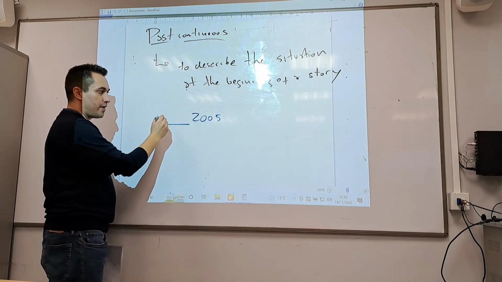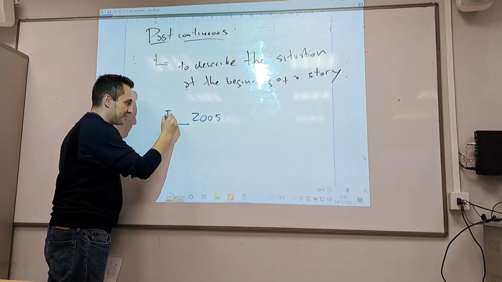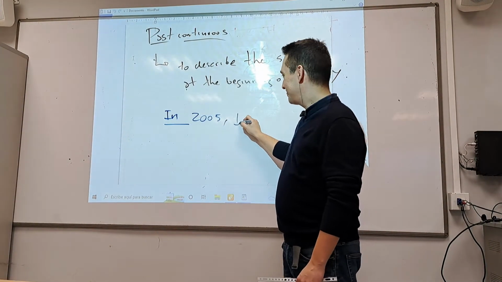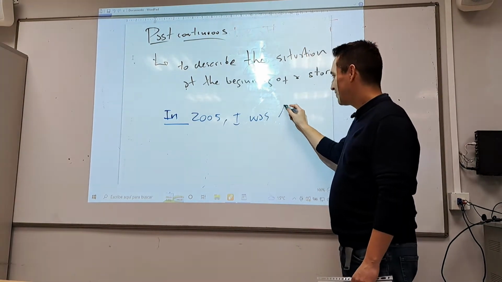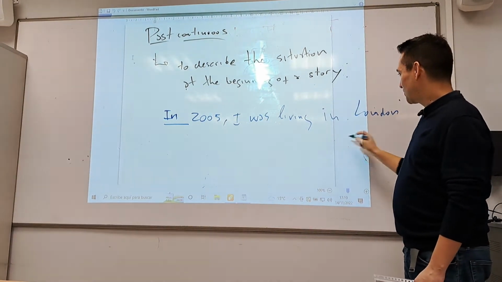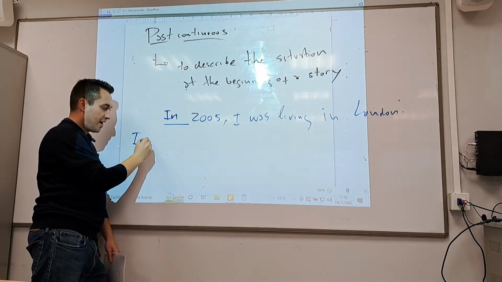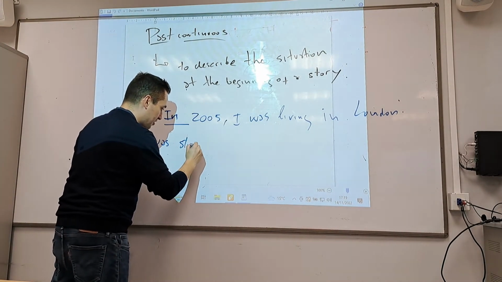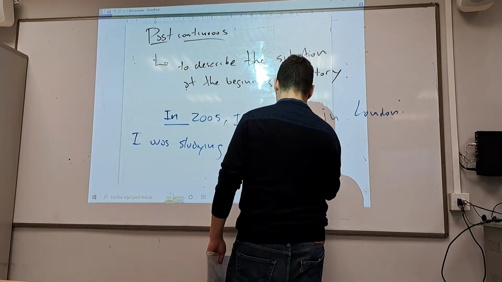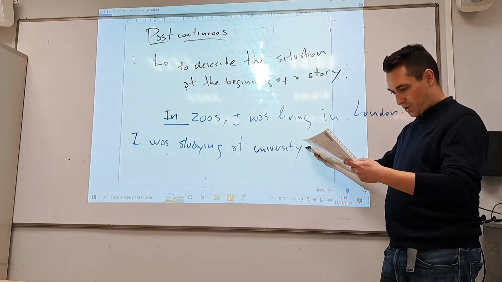In 2005, where's the preposition? In. Oh, yes, thank you. In 2005, pues yo estaba viviendo en Londres. I was living in London. Preposition? In. I was living in London. Yo estaba estudiando en la universidad. I was studying, be careful, studying university? At university. Very good.